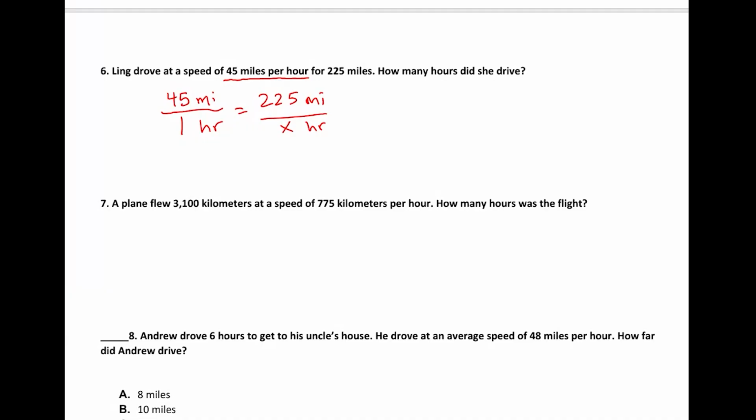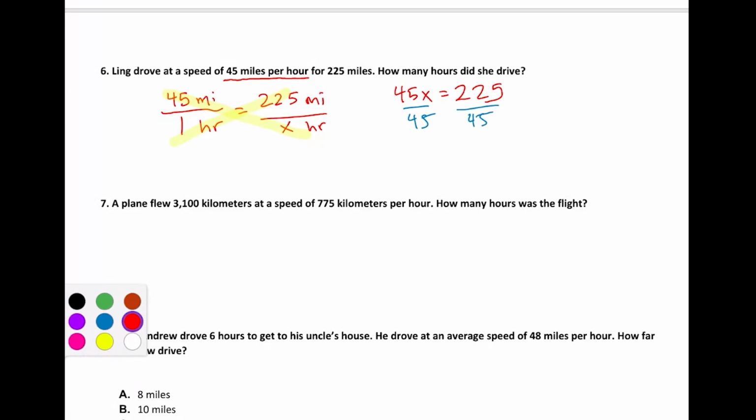We're still going to use the cross products property, and I would recommend starting with that x, so it starts off on the left-hand side of your equation, although technically it doesn't matter. I just really like having it on the left. So I got 45 times x equals 225, because 225 times 1 is just 225. Now we'll divide both sides by 45, and that is going to be our answer. So x, well, I'm going to use the calculator. I was trying to get that in my head, but it's just not happening today. It's just 5, so 5 hours.